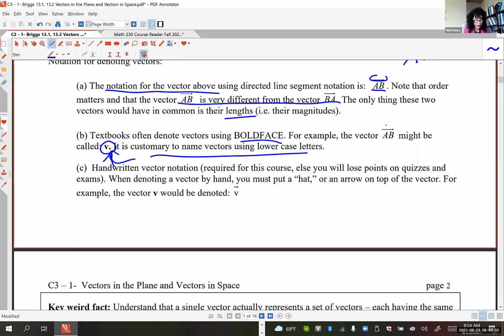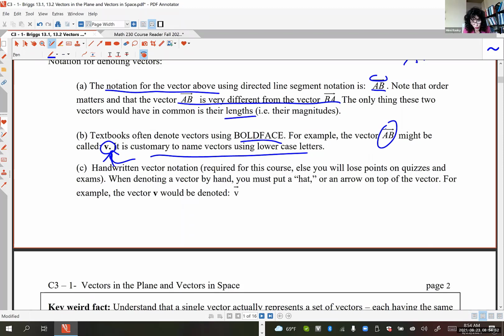Okay, well, what about here? You're using uppercase. Well, I'm not naming the vector there. I'm using the points, the initial and terminal points, to help me name the vector. In that case, typically points are labeled with uppercase letters. I'm just telling you the tradition, okay?